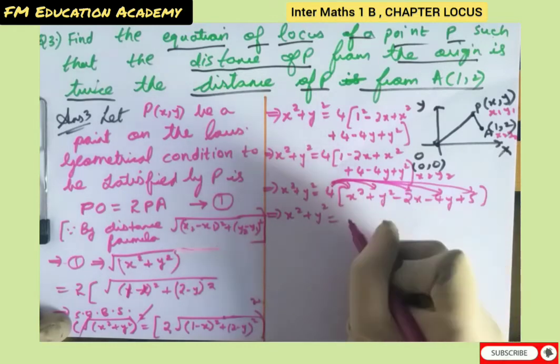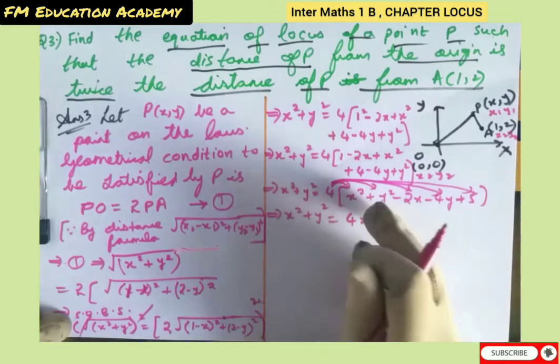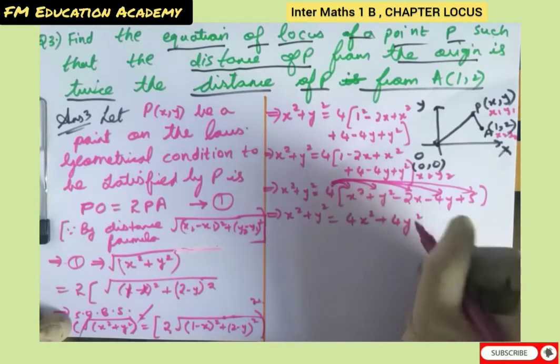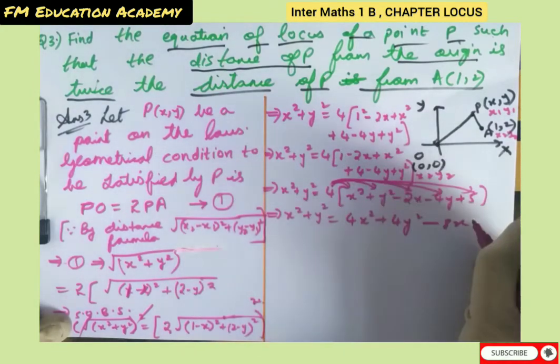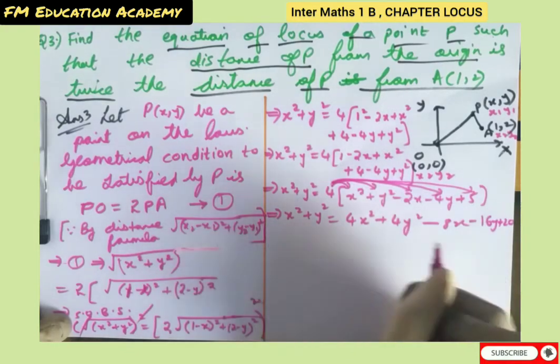4 into x square is 4x square, plus 4 into y square is 4y square, minus 4 into 2 is 8x, minus 4 into minus 4y is 4 4s are 16y, plus 4 5s are 20. So this is our equation.